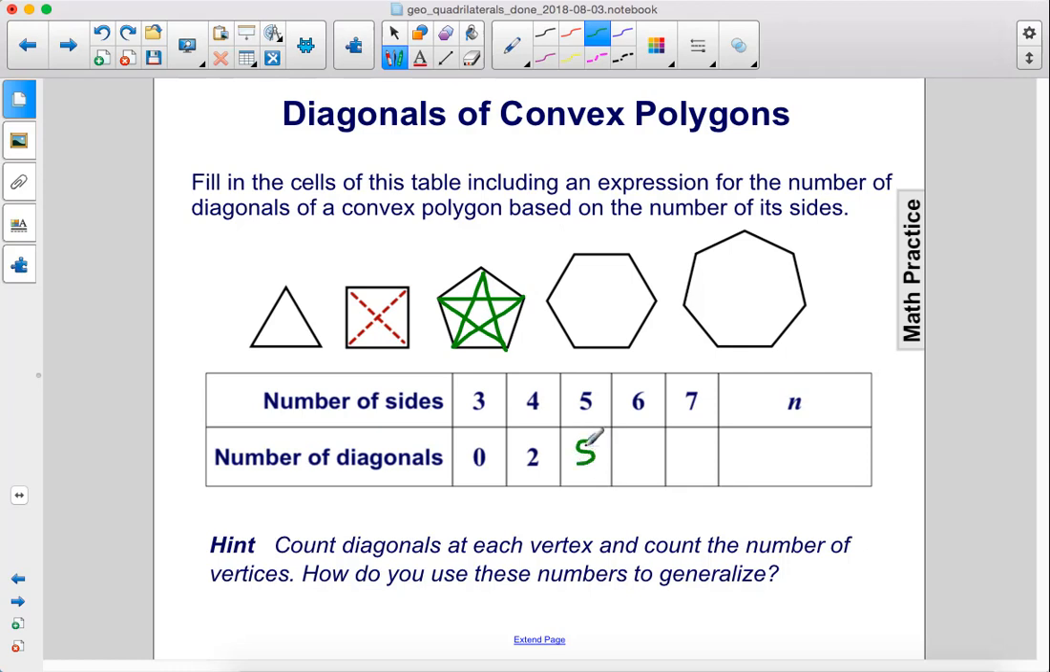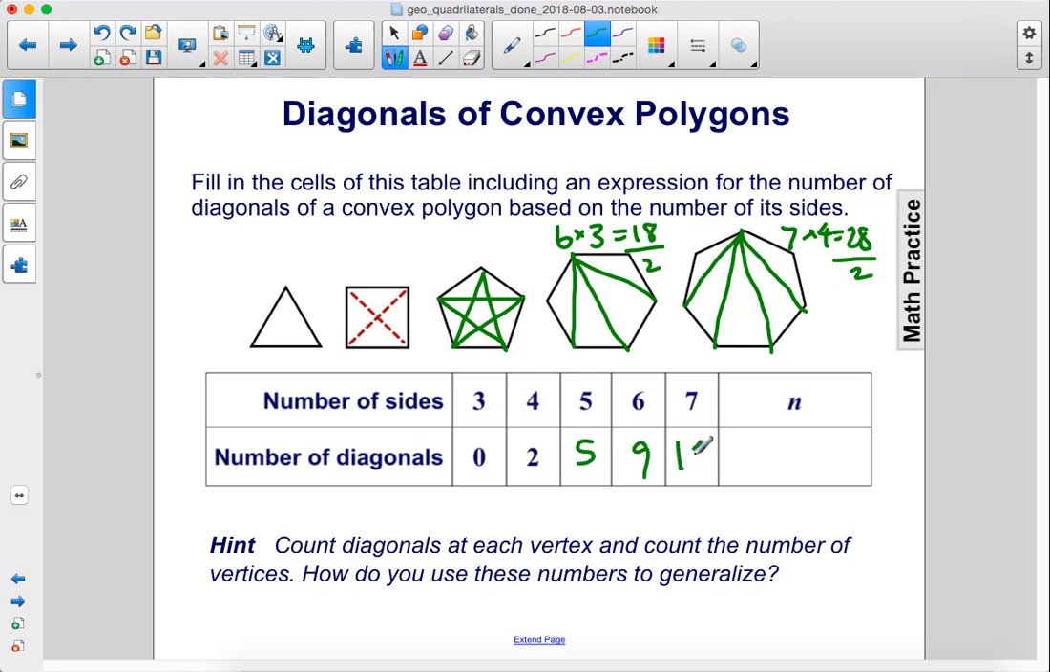5 diagonals. For 6 sides, we have 1, 2, 3 diagonals coming out of one vertex. So how many vertices are there? 6. How many come out of each one? 3. So that's 18. Then we divide by 2 and we get 9. There's 9 diagonals here. Alright, here we have 7 sides. So there are 1, 2, 3, 4 diagonals coming out of one vertex. So if there are 7 vertices times 4 diagonals, that gives us 28. Divide that by 2 and we get 14.